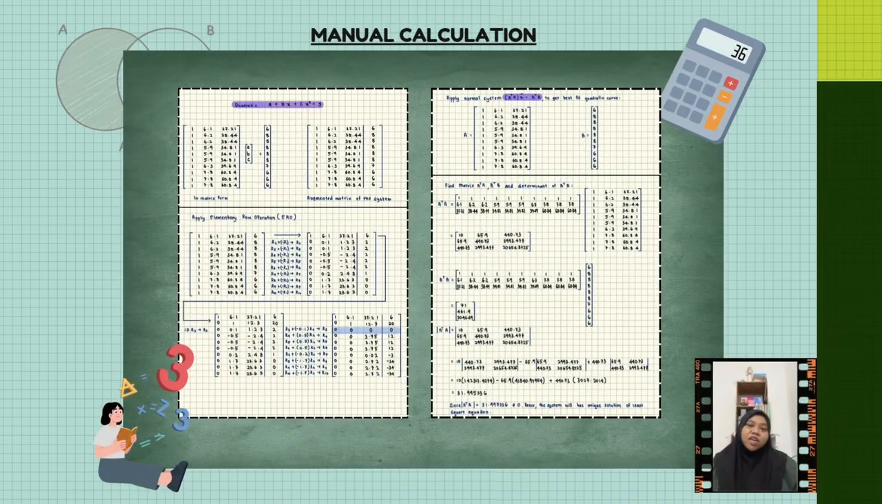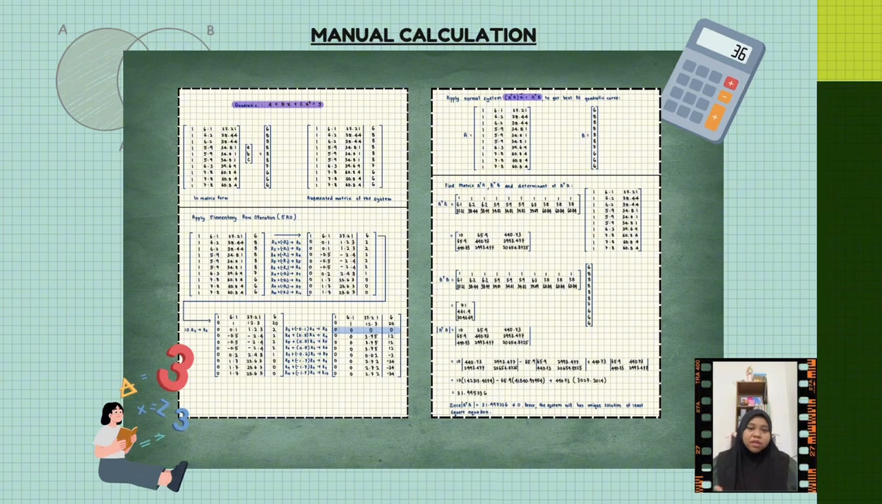Hi, Assalamualaikum. My name is Norshifa Zika. So now, I would like to present about my manual calculation. Firstly, the data obtained will be written down as an augmented matrix. Then, the matrix will be reduced to obtain the leading one.